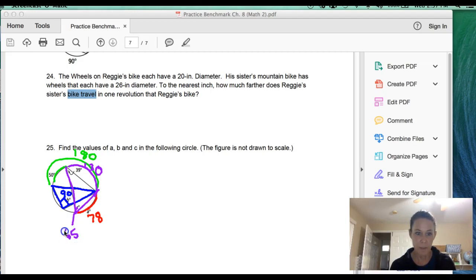And now I figured out all my pieces. So A is 78, B is 90, C is 65. And there you have it.